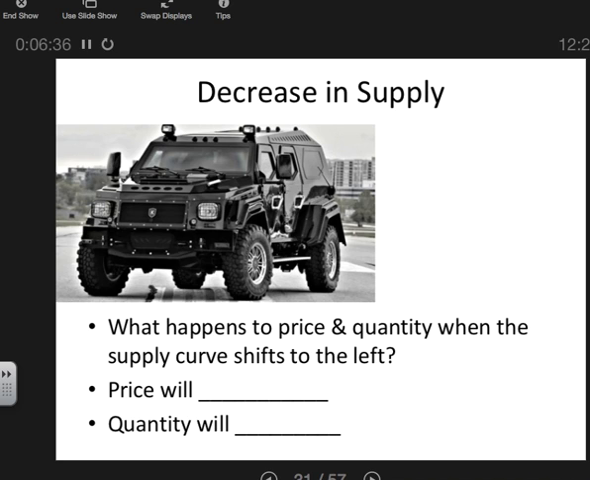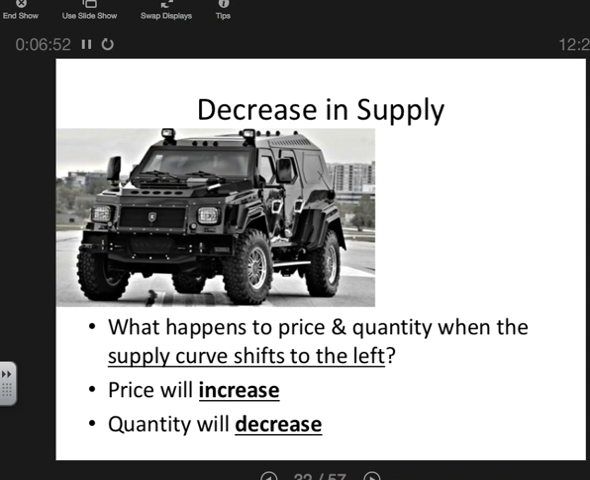Meaning that it is more expensive to come up with those vehicles. And if it's more expensive, well, the profit margin has to be there. So naturally, we'd have to increase the price. But on the other end, the quantity, we can't make as much. And as a result of that, we'd have to decrease the amount that we have. So when we're talking about a shift in decrease of supply, price will increase, quantity will decrease.